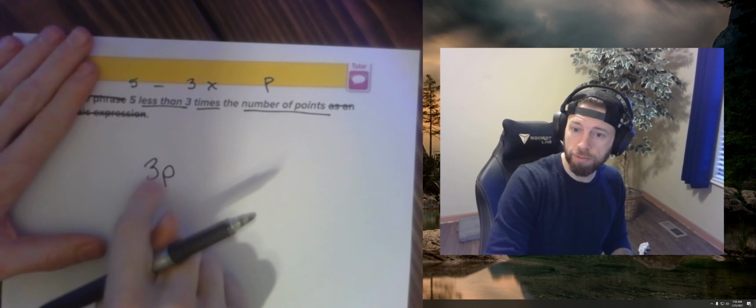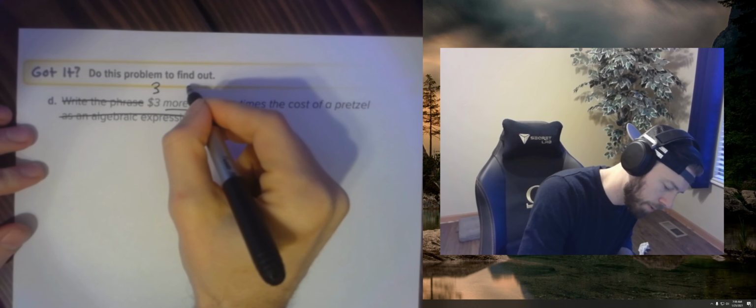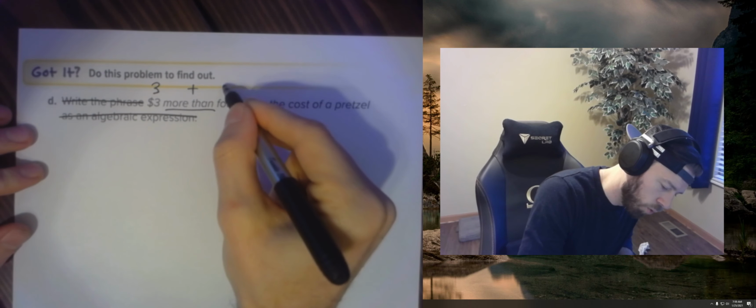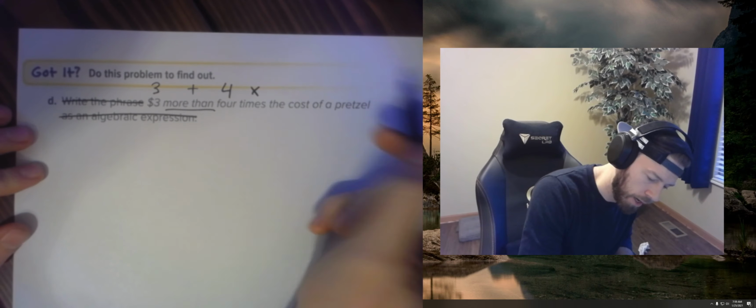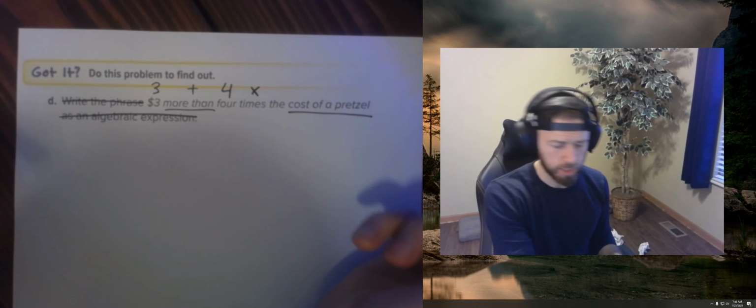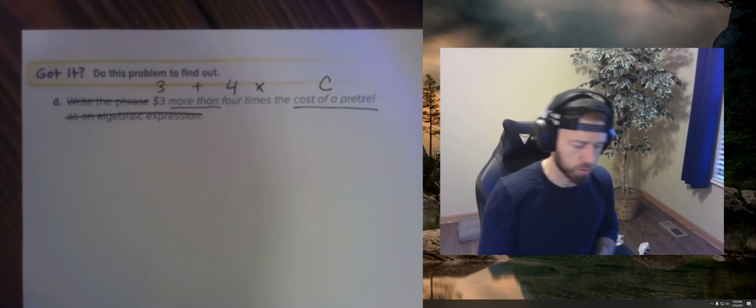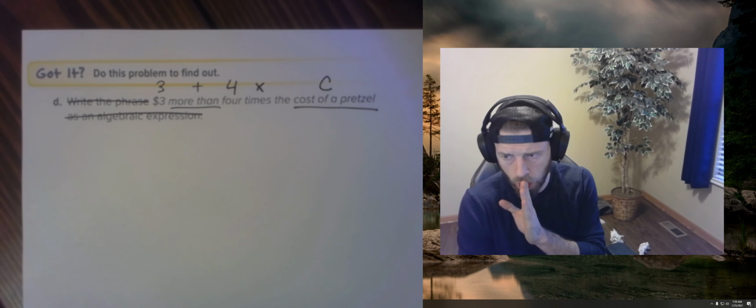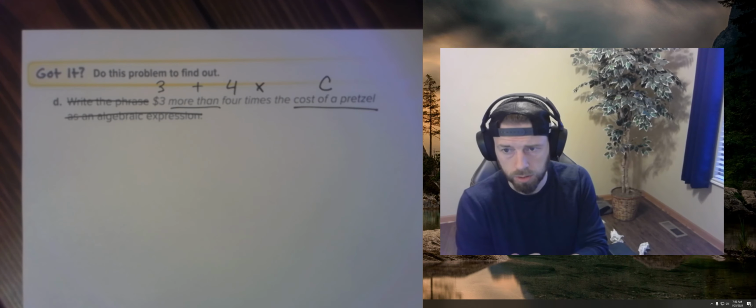Here's one. It says write the phrase, we're going to cross some of this out just so we can focus up here, as an algebraic expression. $3 more than 4 times the cost of a pretzel. Okay, so we got $3 more than means to add. 4 times means to multiply. The cost of a pretzel, we used P on the last problem. Let's use C on this one for the cost of the pretzel, right? Okay, so we need to show 3 more than 4 times the cost of the pretzel.